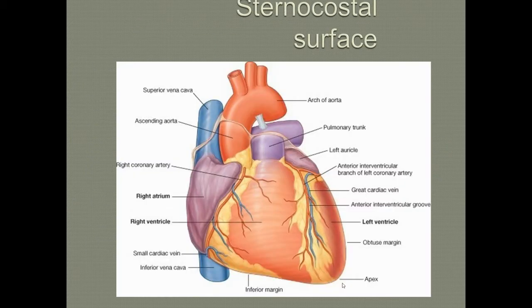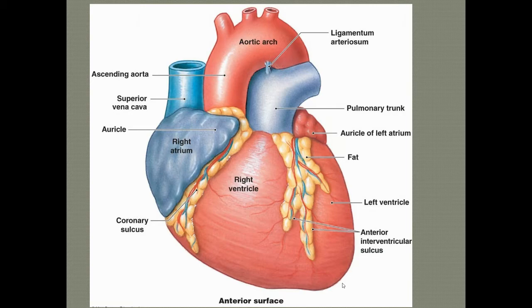So we can see right atrium, right ventricle, and left ventricle. Left ventricle is short in relation to right ventricle. So we can see in this picture very clearly, and left atrium also. A clearer picture here: right atrium, left atrium, right ventricle, left ventricle, and you can see coronary sulcus and anterior interventricular sulcus also.